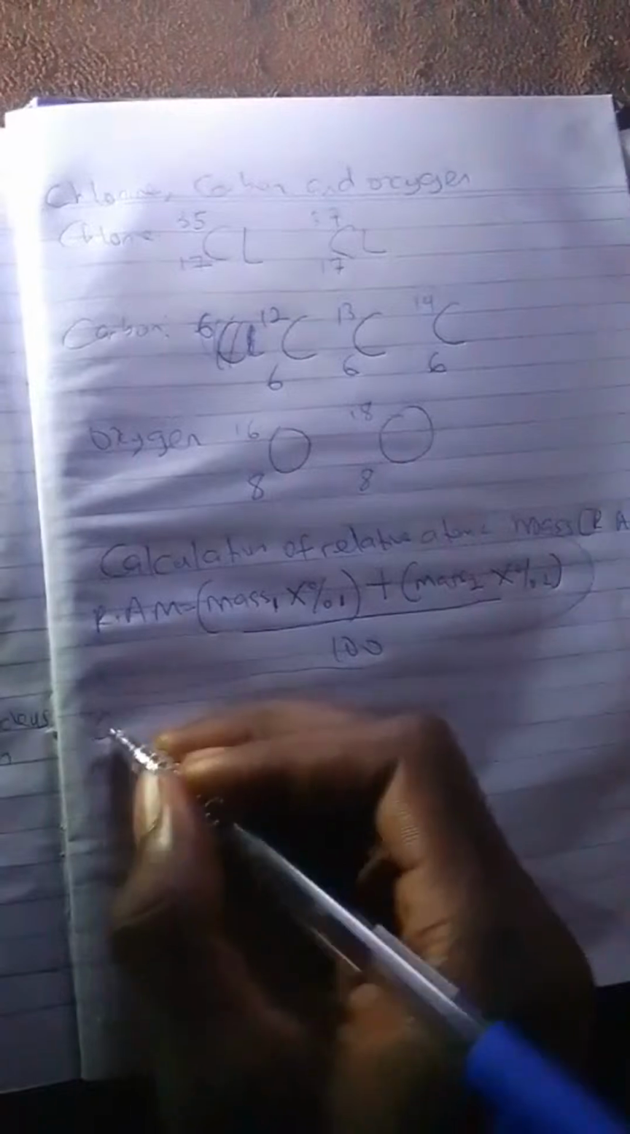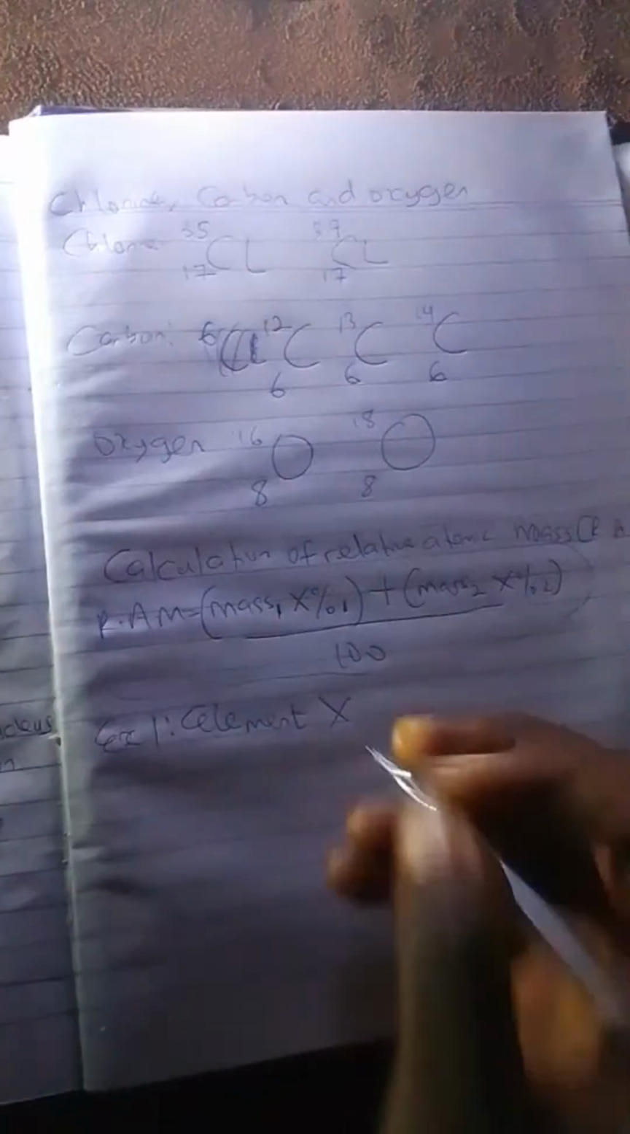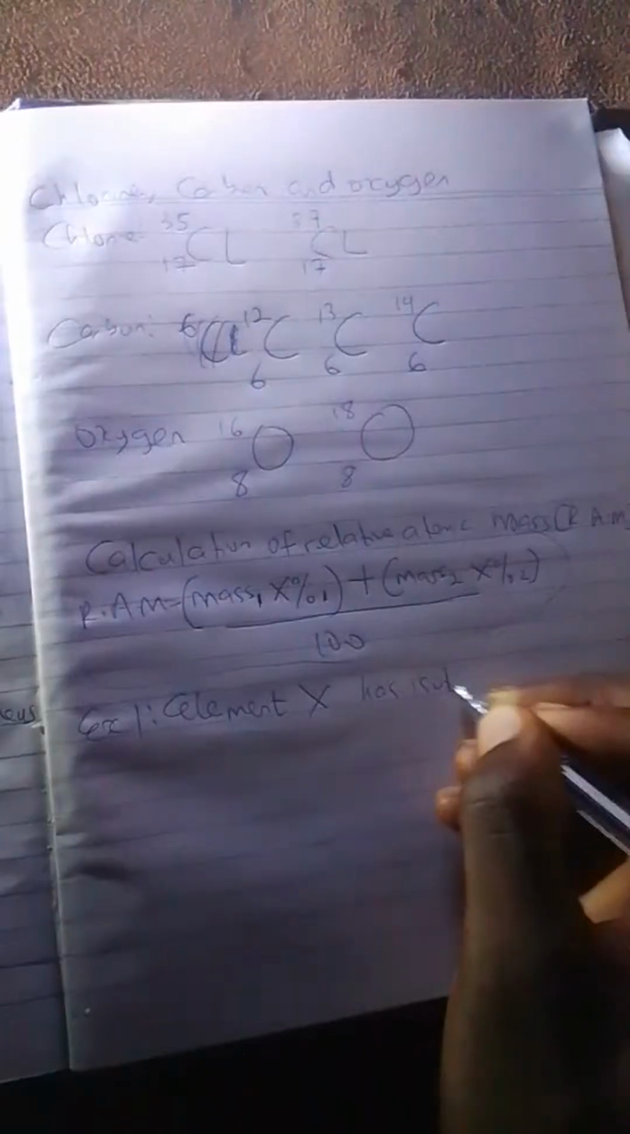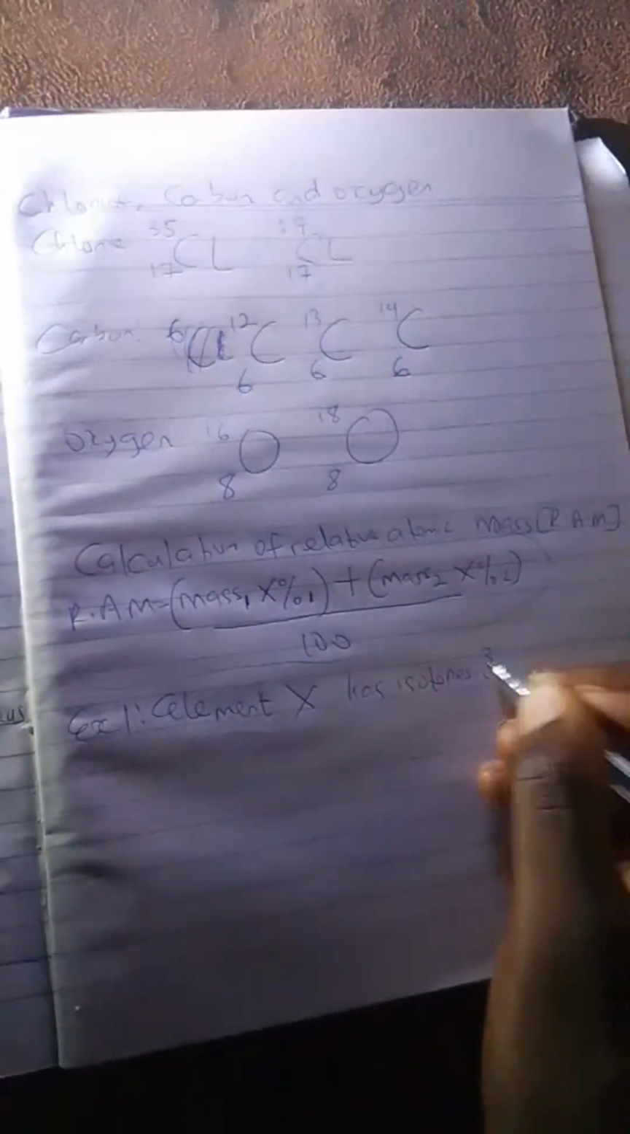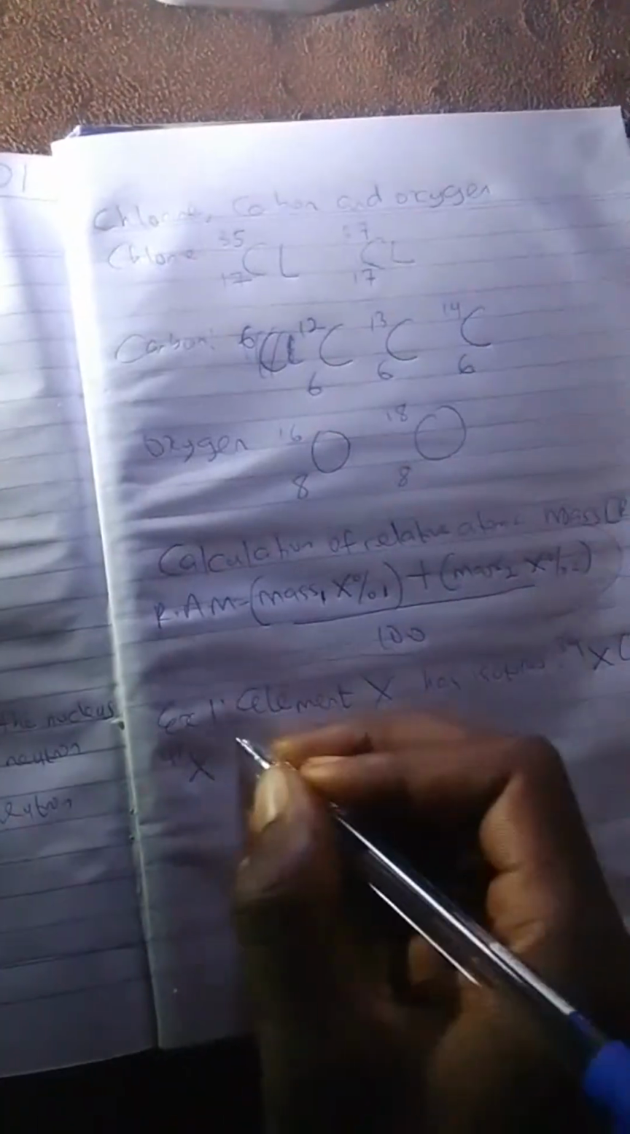So example 1: element X has isotopes 39X at 90% and 41X at 10%. So how do we solve this kind of question?